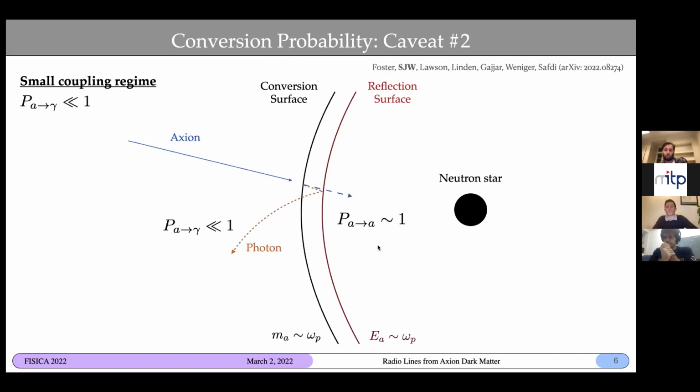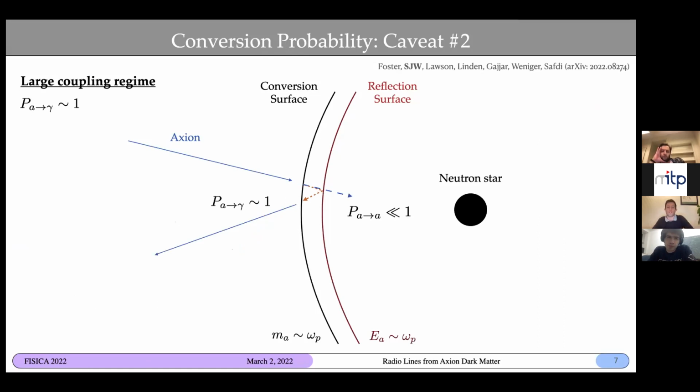So in the small coupling regime, most axions will just pass through the conversion surface. They will not convert to photons. They will survive, in other words, and they will pass straight through the magnetosphere unimpeded. But every once in a while, you will generate a photon at that conversion surface. It will reflect off the reflection surface, and it will pass back through the conversion surface once more. But since the conversion between axions and photons is generically quite small, you can essentially neglect this second crossing by virtue of the fact that it's small squared. So in that case, we expect the overall photon production rate to be roughly given by the formula which I had previously described.